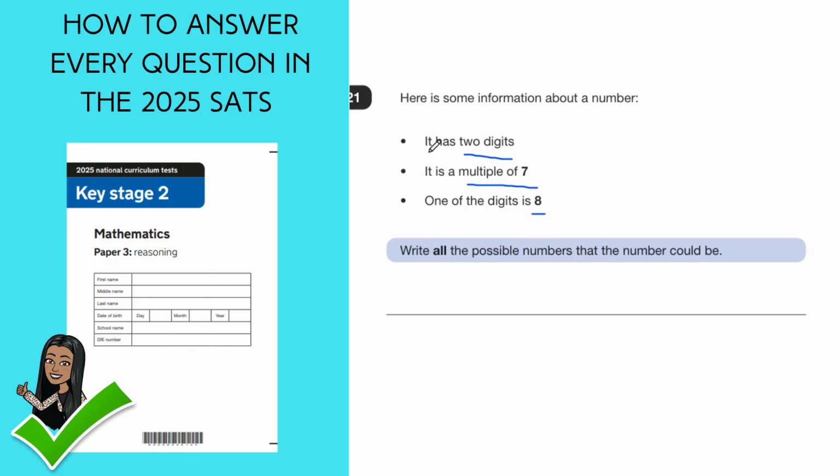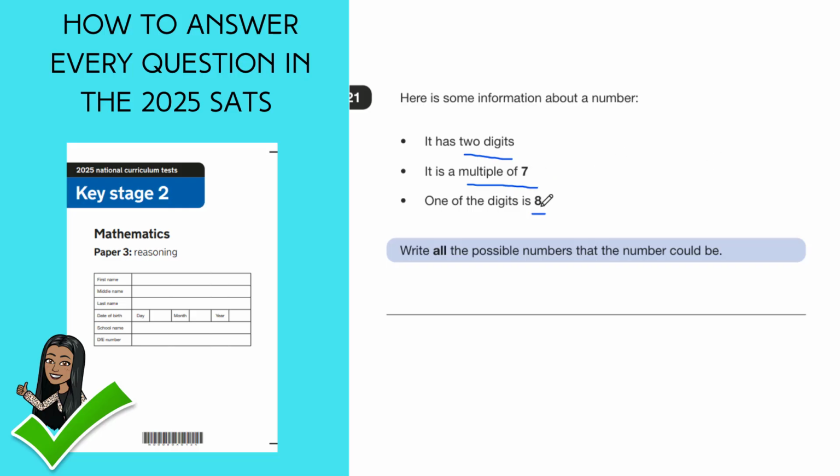So if I looked at it has 2 digits, well, I know that anything from 10 to 99 has 2 digits. That's a lot of numbers. If I looked at one of the digits is 8, that would limit those numbers, but it's still quite a lot of numbers. And then a multiple of 7, that also has a limit because it is the multiples of 7 between 10 and 99.